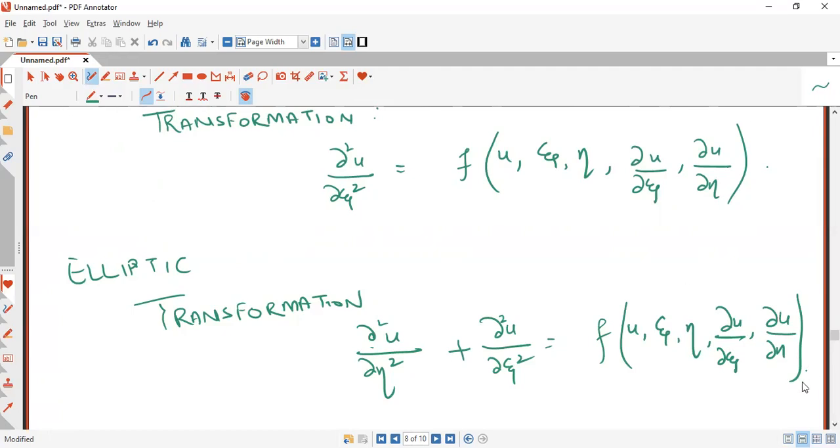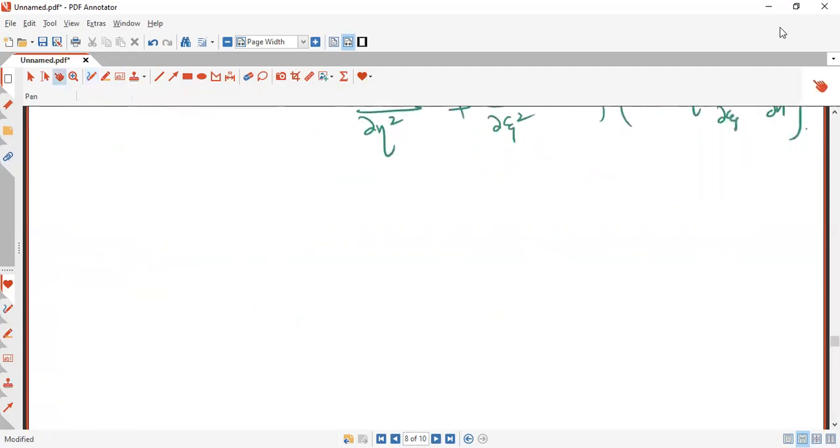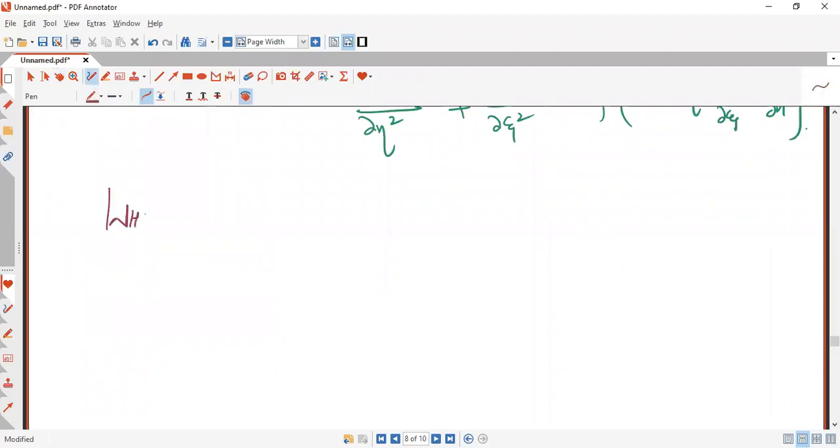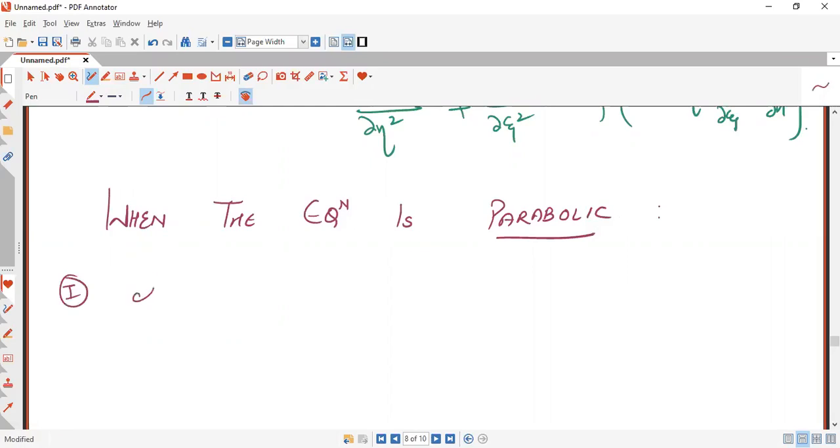Okay. Let's talk about the parabolic expression. So when the equation is parabolic, just like the hyperbolic function, we have checked the steps. Similar way, we will do the same steps. What? Check for the equation as s square minus 4rt. If it is coming equal to 0, then the region is parabolic.